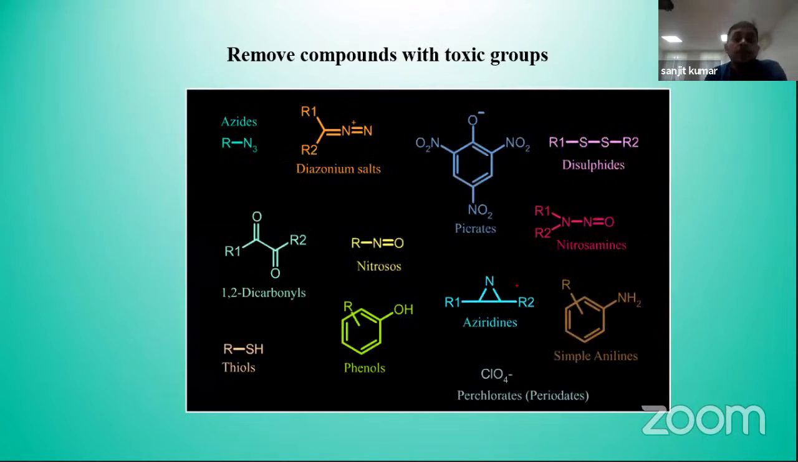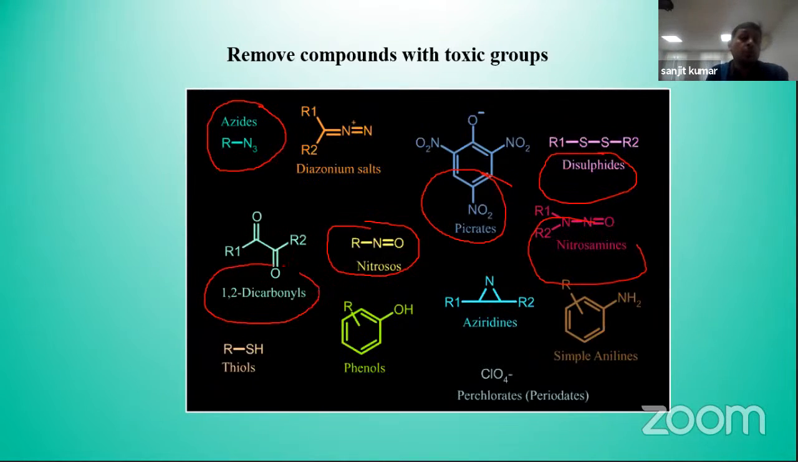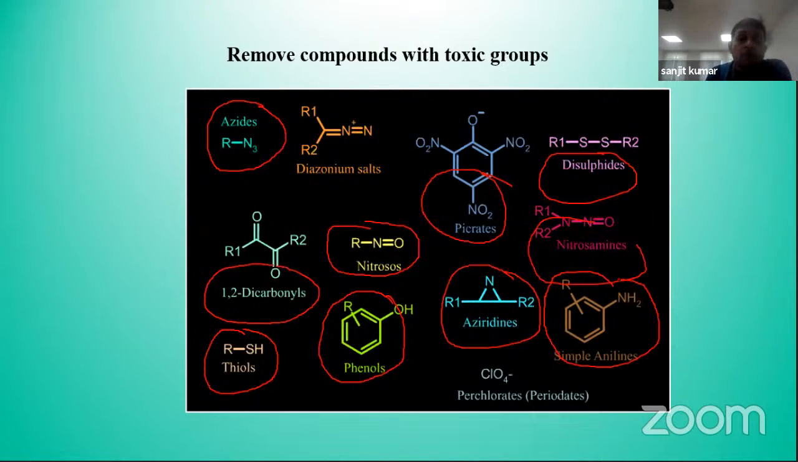Then you have to see compounds which are not toxic, like nitrosamines, like disulfides. If these molecules or elements are present, then you have to remove those, because these thiols may go into your body and make interactions with other useful enzymes and proteins, and that can cause toxicity in our body. So we have to take care.